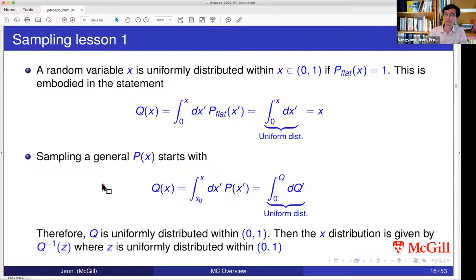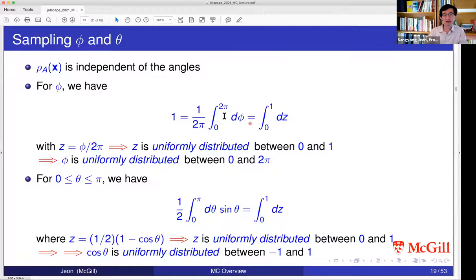For phi and theta, that's easy. Phi: there's nothing here, it's constant. So phi is already uniformly distributed. All you have to do is generate a random number between 0 and 1 and multiply by 2 pi, and that represents your phi.